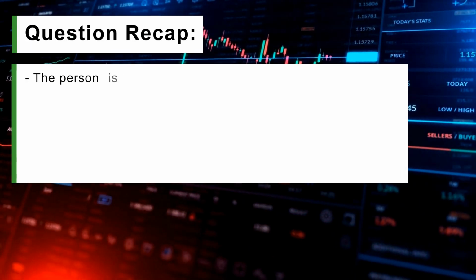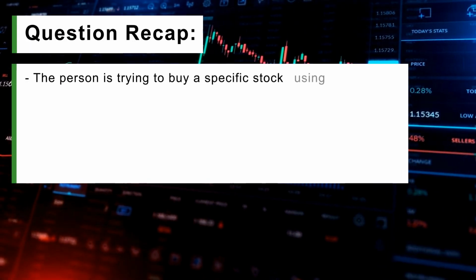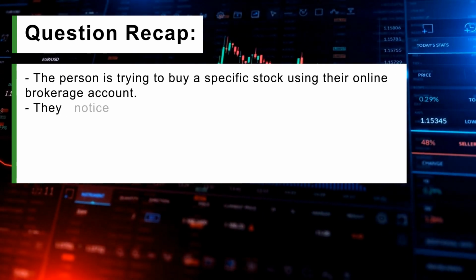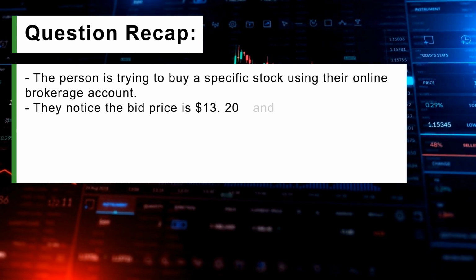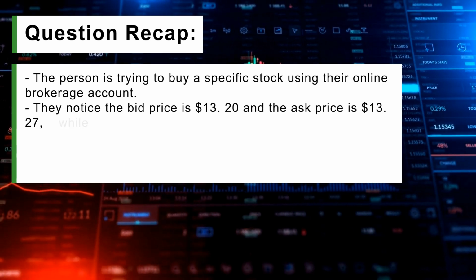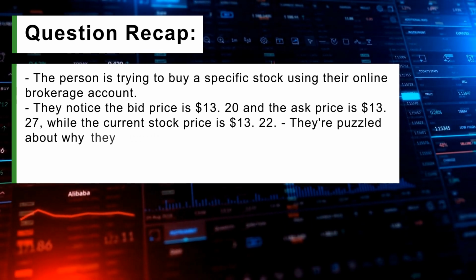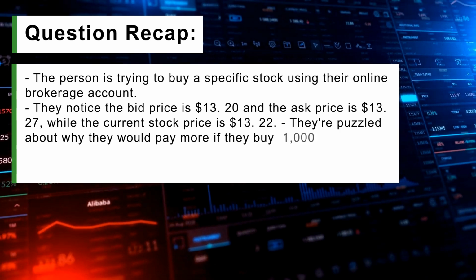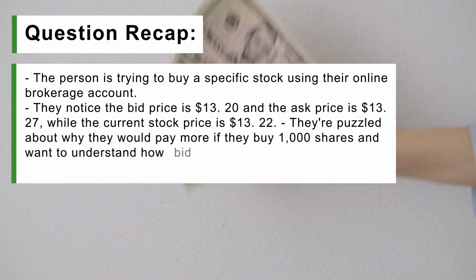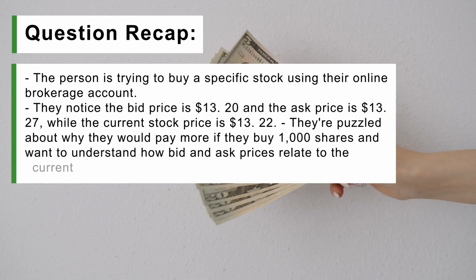To sum it up, someone's trying to buy some stock online, and they're noticing a bit of a puzzle. The bid price is at $13.20 for 200 shares. The ask price is $13.27 for 1,000 shares, but the current stock price shows $13.22. They're scratching their head, wondering why grabbing 1,000 shares seems pricier than what the current price suggests.